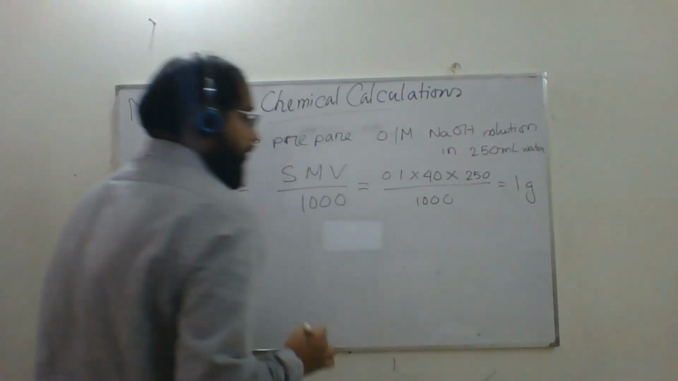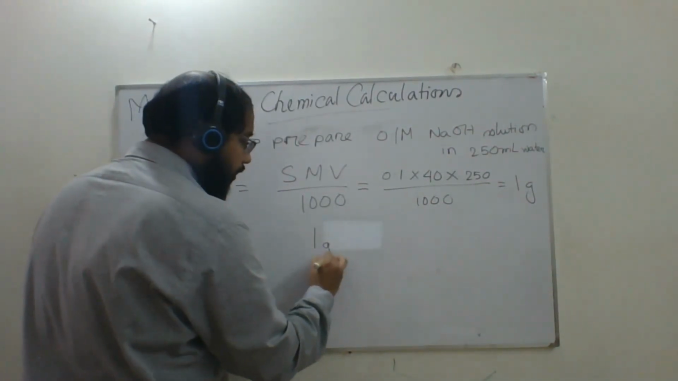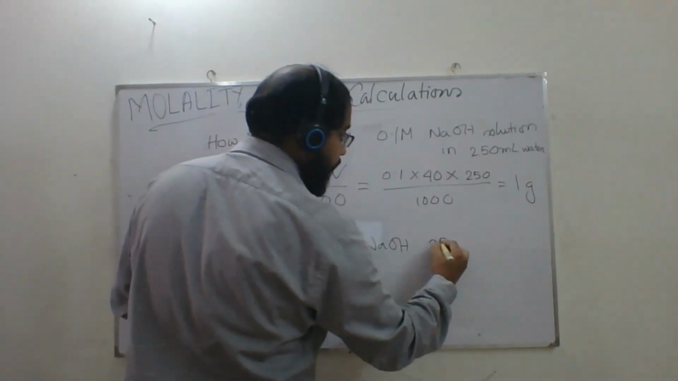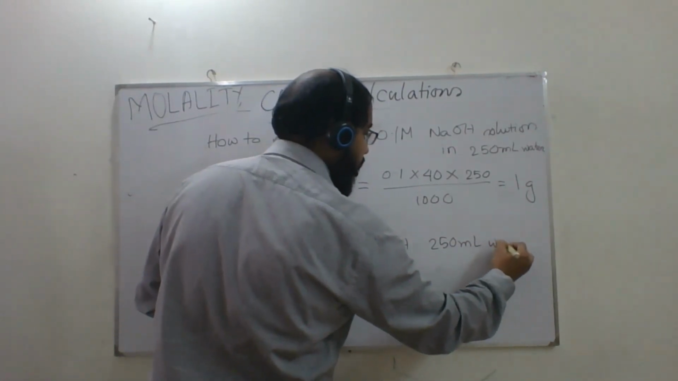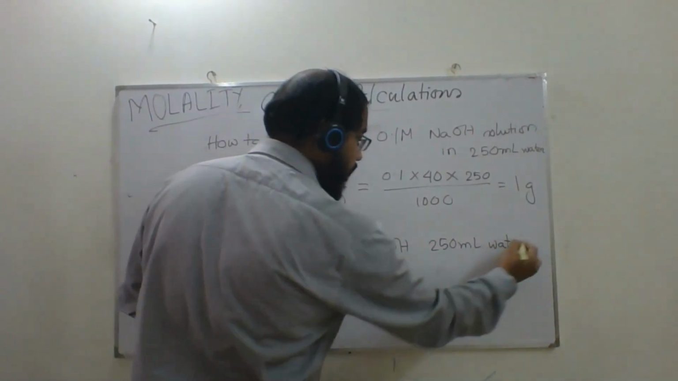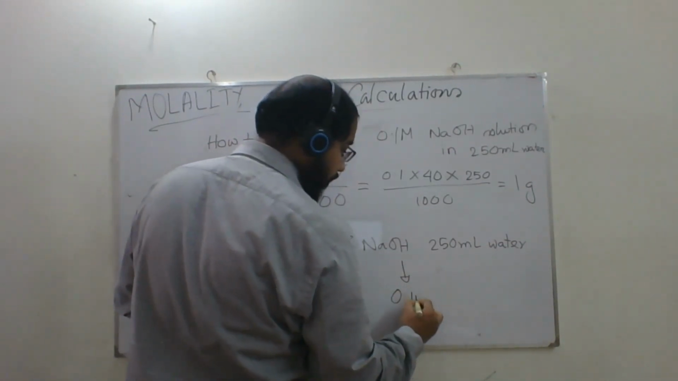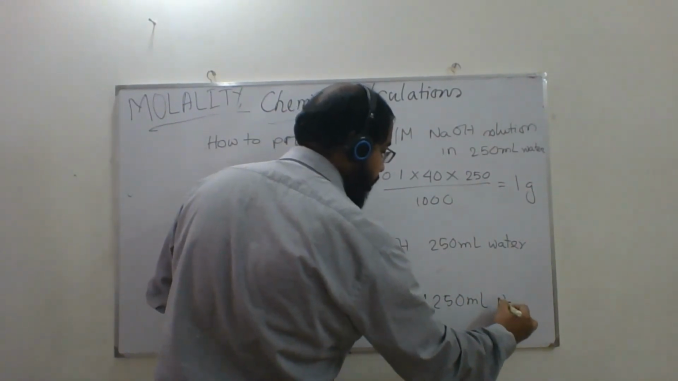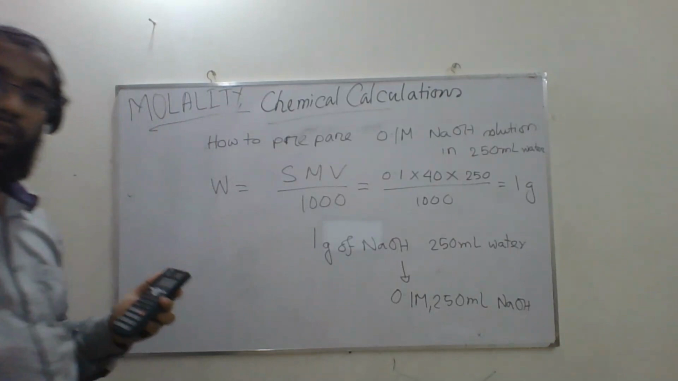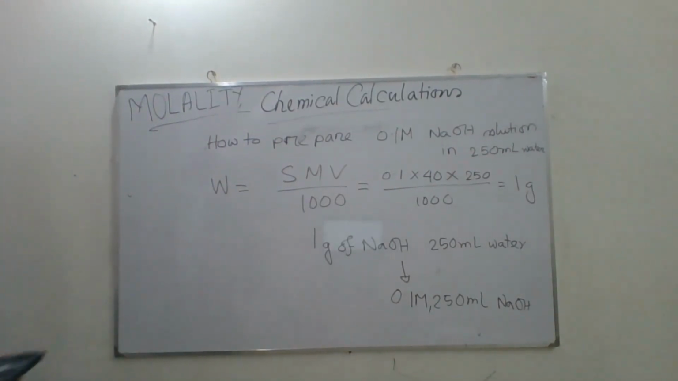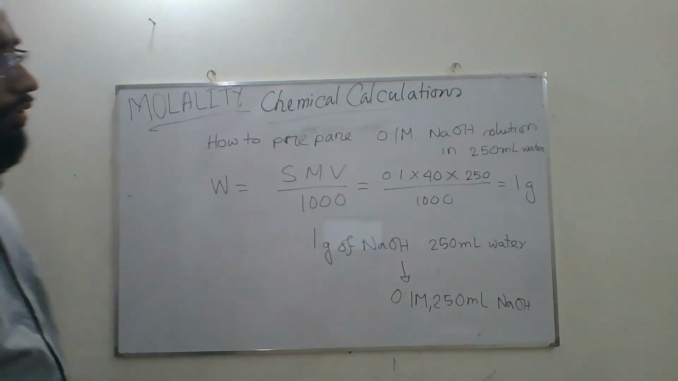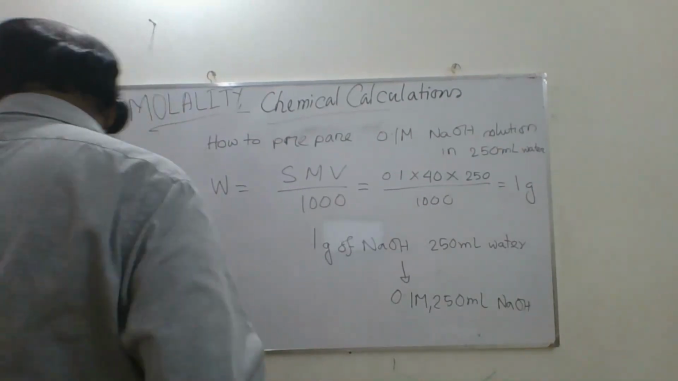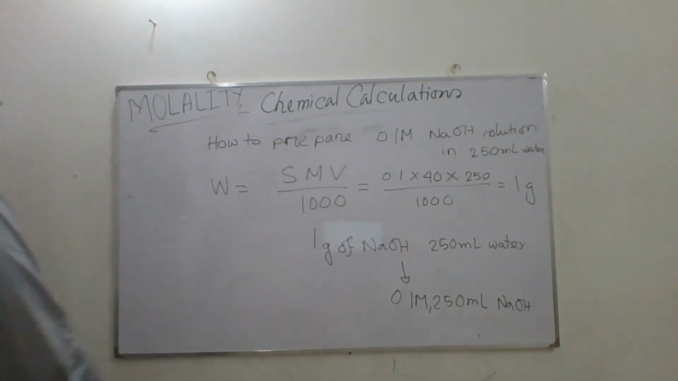That means if you dissolve 1 gram of sodium hydroxide in 250 ml water, then you will obtain 0.1 molar 250 ml NaOH solution. Okay, this is easy. This goes for your molarity. Now you come to the point that molality is also the same.